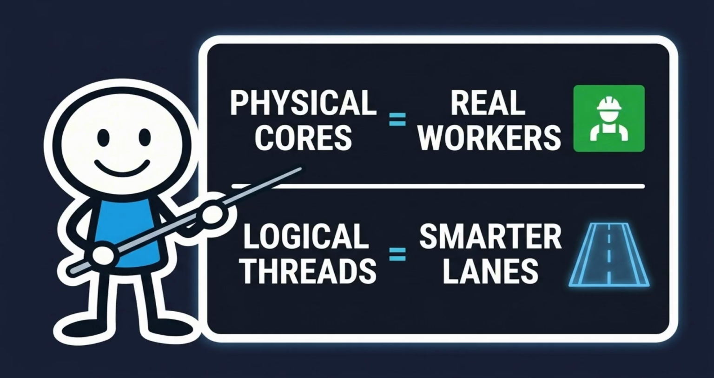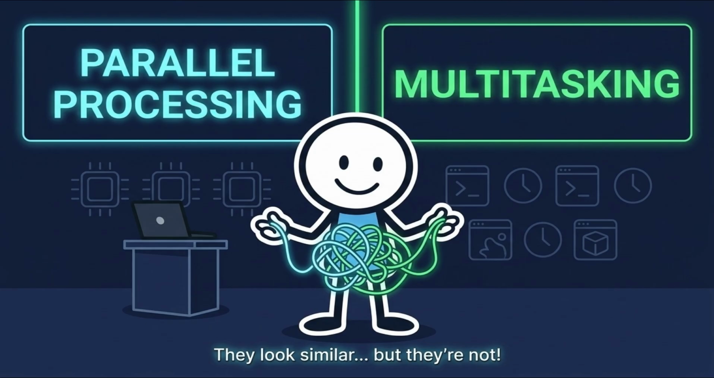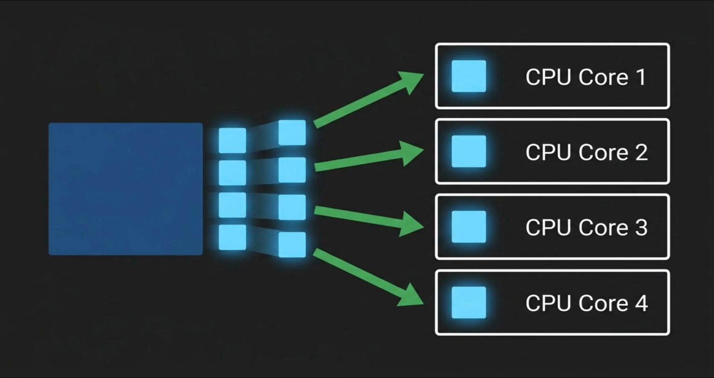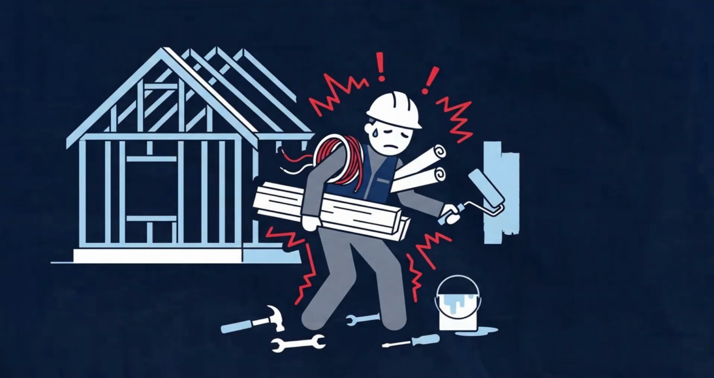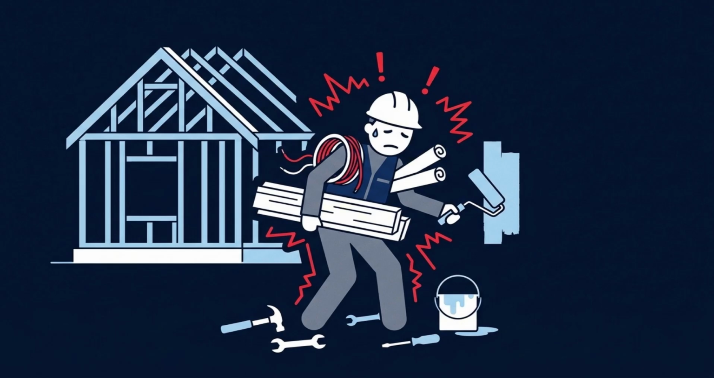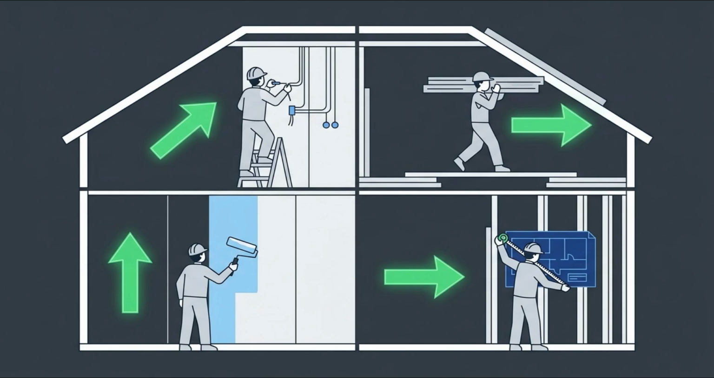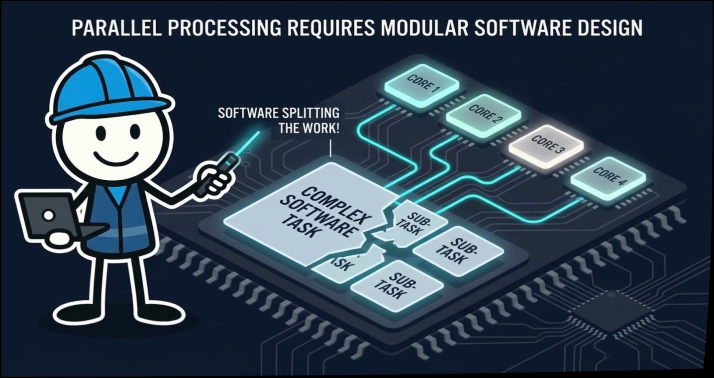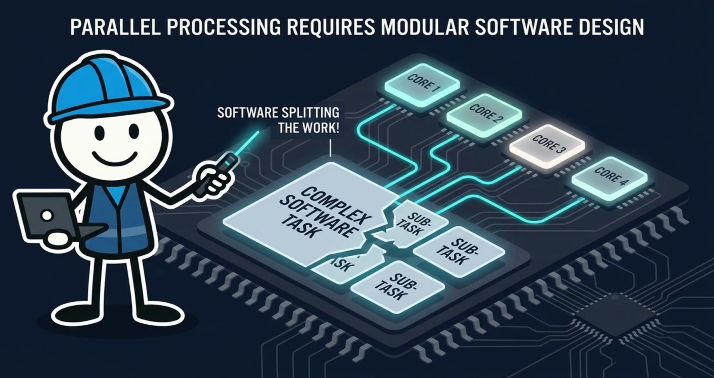Now let's talk about two terms people often mix up: parallel processing and multitasking. They sound similar, but they are not exactly the same. Parallel processing means a computer can split one big job into smaller parts and work on those parts at the same time. Think of building a house. One person could carry materials, install wiring, paint walls, and check the plans, but that would take a long time. With a team, one person can paint, another can handle wiring, another can carry materials, and another can check measurements. That is parallel processing. The job gets divided so multiple workers can make progress at the same time.